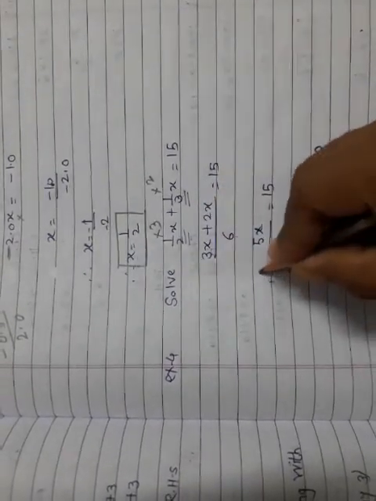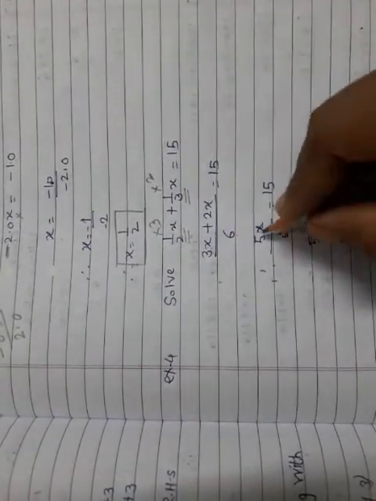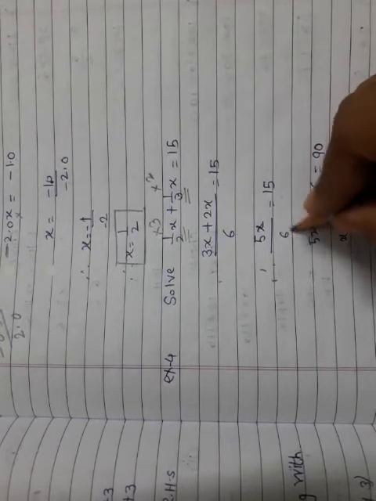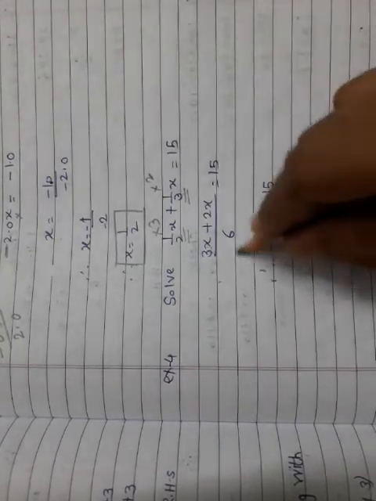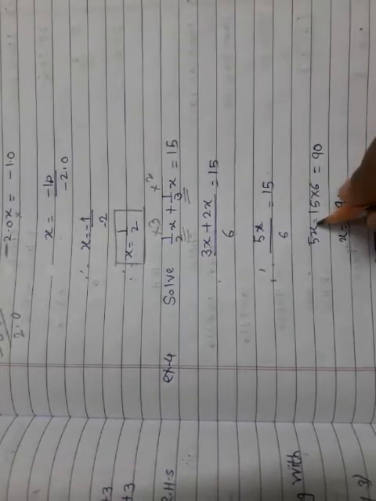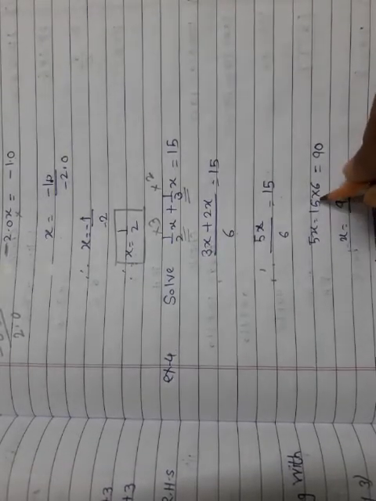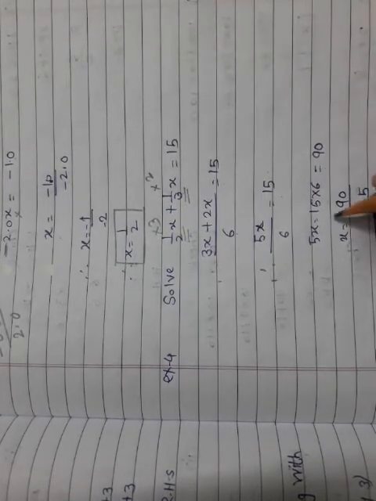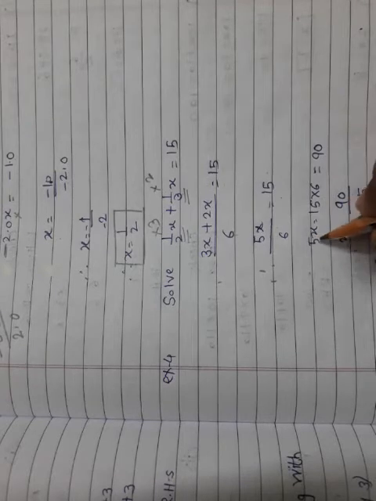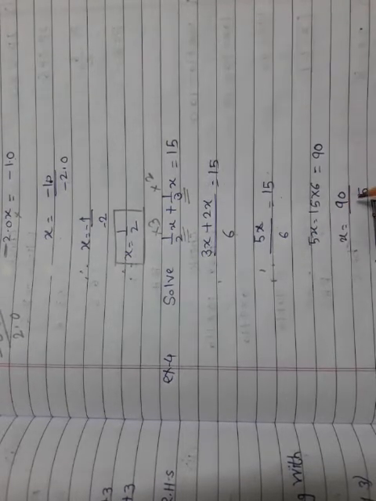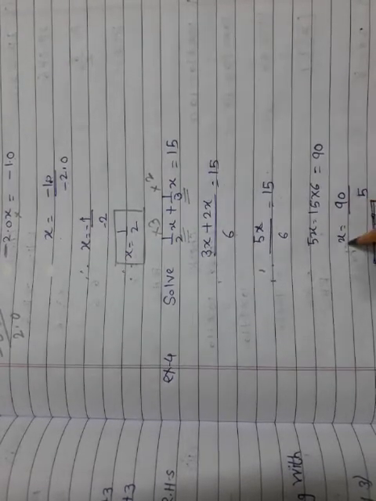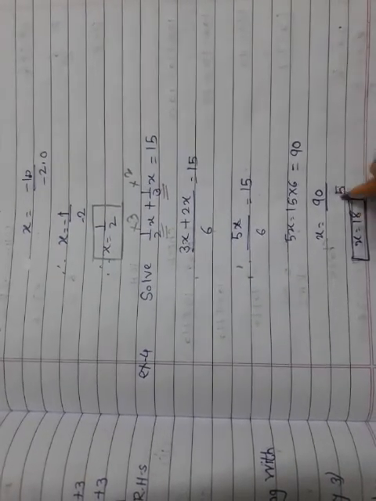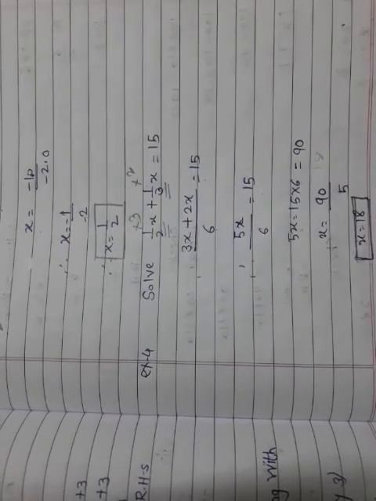Therefore, 5x upon 6 is equal to 15. So 6 is dividing here. Therefore, if it goes to the right hand side, it will be multiplying. 5x is equal to 15 into 6. 15 6s are 90. Then this 5 is multiplying here. If it goes to the right hand side, it will be divided. So x is equal to 90 upon 5. So the answer is what? x is equal to 18. 5 ones are 5, 5 8s are 40. Understood everyone?